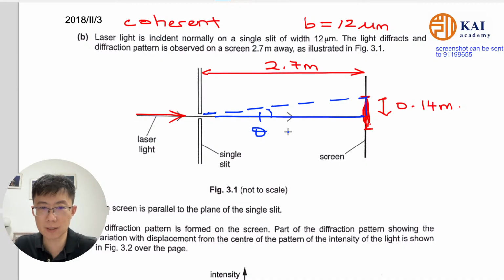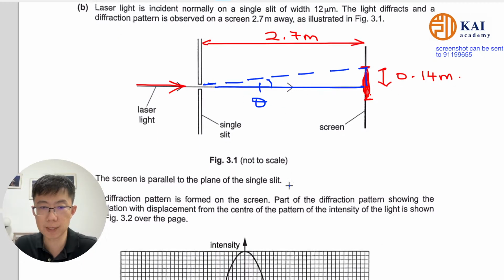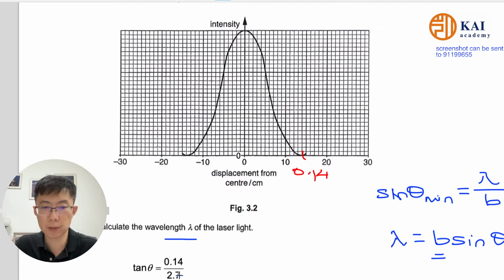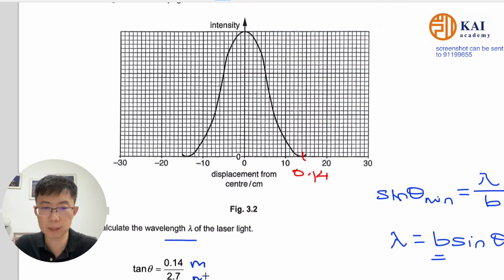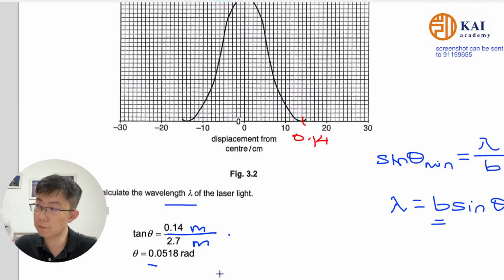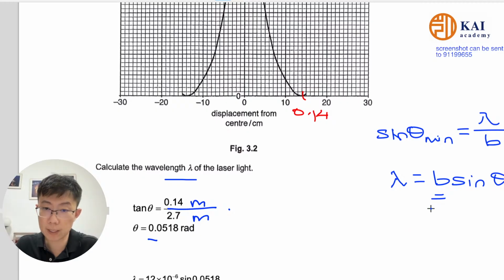Let's say this one will be the angle theta. Notice tangent theta is opposite over adjacent, so tangent theta is 0.14 over 2.7 meter. Make sure your units are consistent. That gives us theta. Once you do the inverse function and solve for theta, what we can now use is this: I will substitute this theta here. That's the next step in order to work out the wavelength.